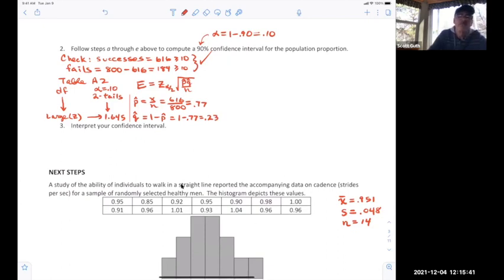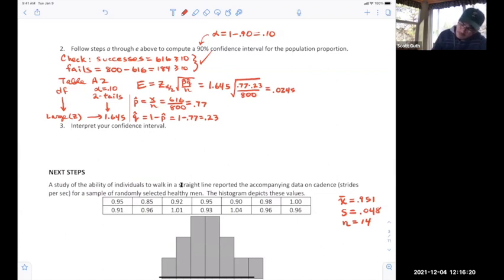Now, let's go ahead and do this computation. So you've got the 1.645 times the square root of p hat 0.77 times q hat 0.23 over n, that was 800. Okay, and if you round that to three significant figures, it's 0.0245. Okay, and that's that, margin of error done.